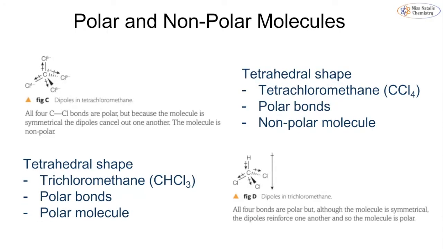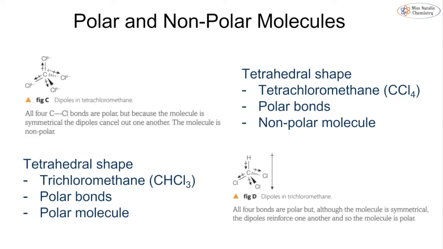If we look at tetrahedral, again, tetrahedral has polar bonds because we have a difference in polarity between carbon and chlorine. But again, because it is symmetrical, the dipoles all cancel out, so this is a non-polar molecule.